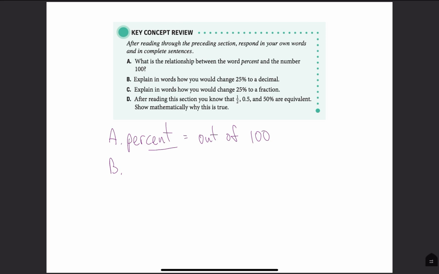B. Explain in words how you would change 25% to a decimal. Well, you have a couple of options, and so you may do something different than what I do. What I would do to go from 25% to a decimal is I would drop the percent symbol, and I would move the decimal point, which exists right at the end of a number. It exists right here. If you don't see it, it's at the far right of the number after the ones place. I'd drop the percent symbol, and I'd move my decimal 2 places to the left.